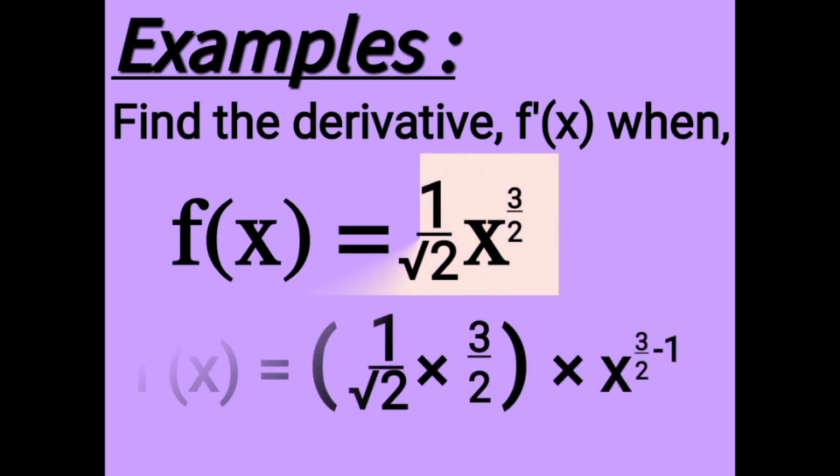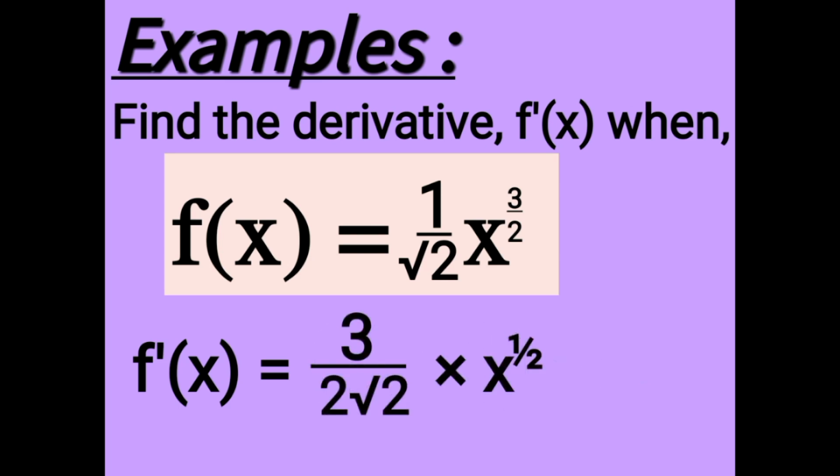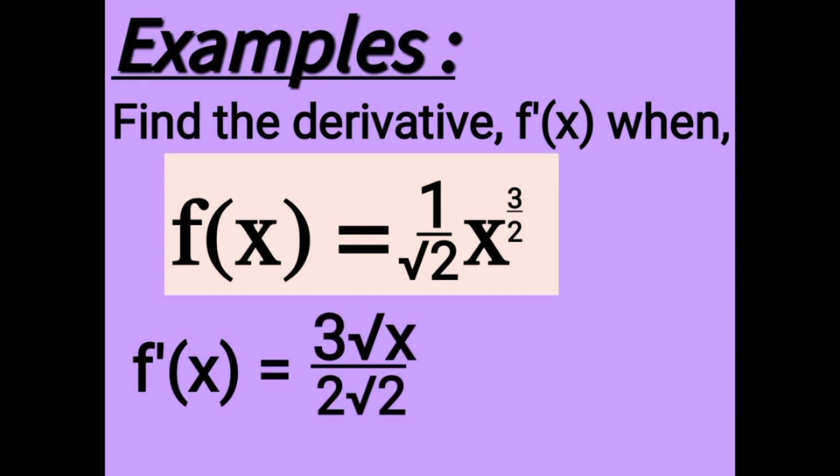gives us f dash x equals 1 over the square root of 2 times 3 over 2 times x to the power 3 over 2 minus 1, equals 3 over 2 square root of 2 times x to the power 1 over 2. x to the power 1 over 2 is the same as the square root of x. Then f dash x equals 3 over 2 square root of 2 times square root of x, equals 3 square root of x over 2 square root of 2.